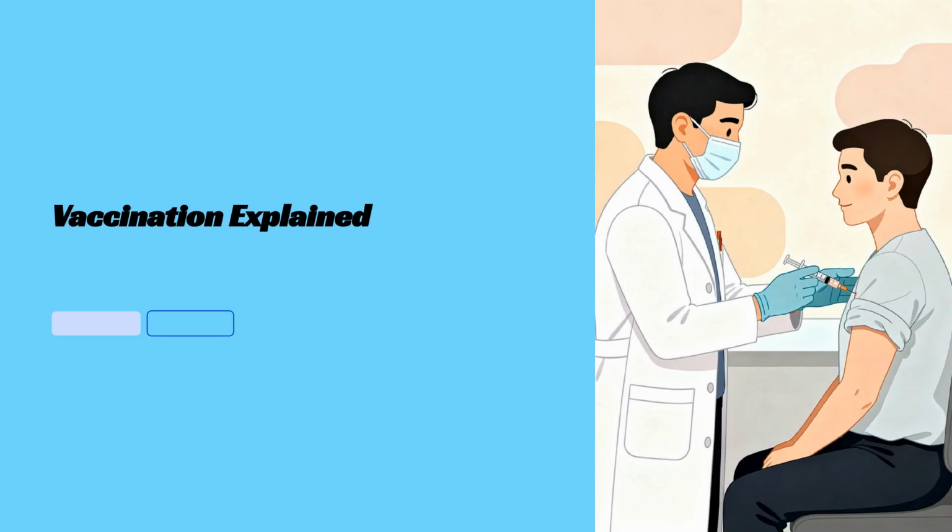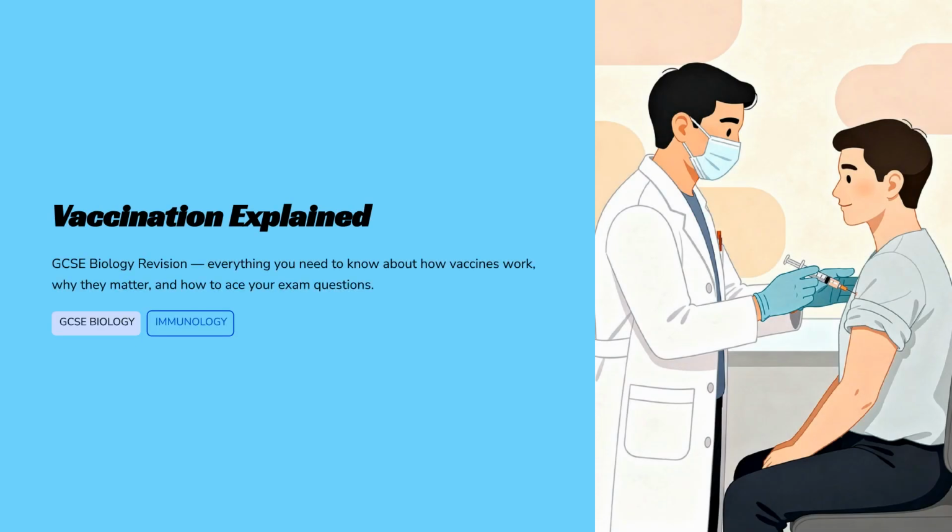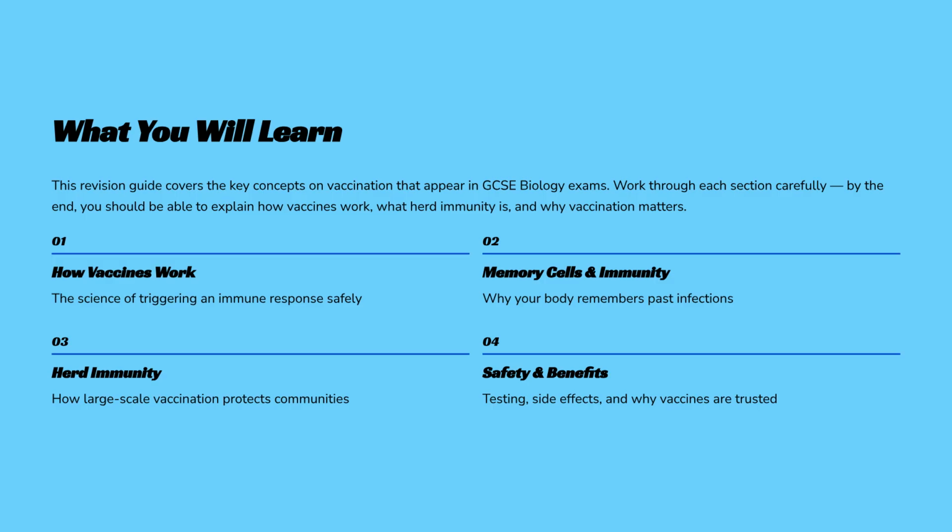Welcome to this video on vaccination. We'll cover how vaccines work, their importance in immunology, and key concepts for your GCSE Biology exams. In this video, we'll break down the science of how vaccines safely trigger an immune response, the role of memory cells, the concept of herd immunity, and the safety benefits of vaccination.